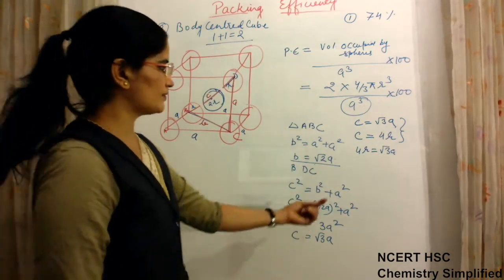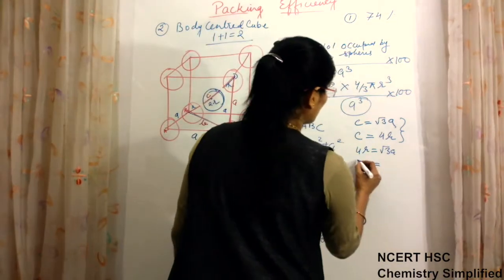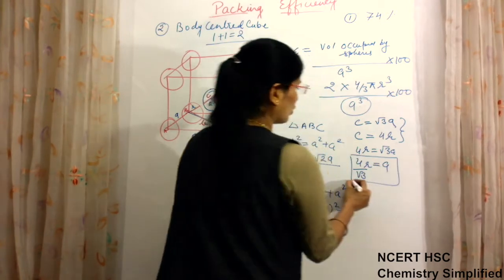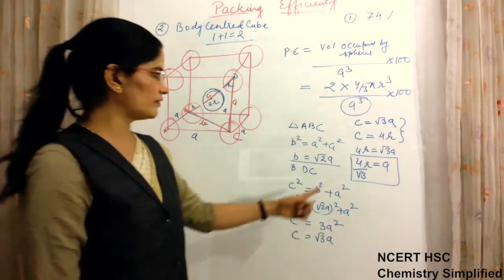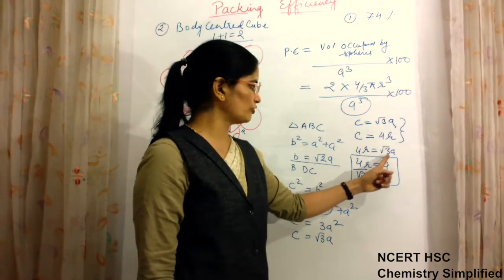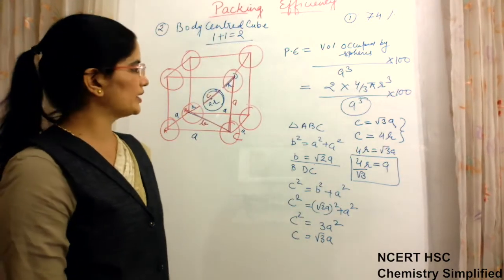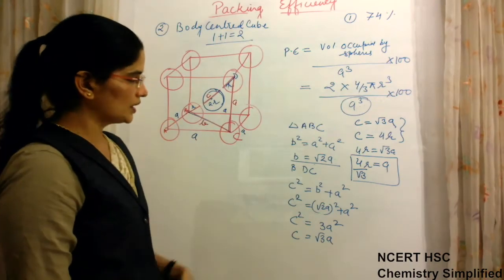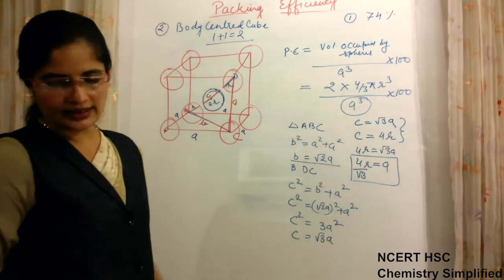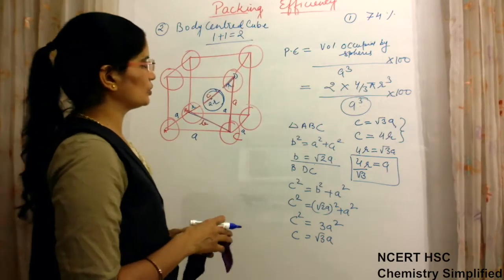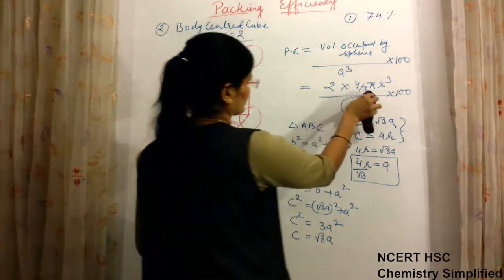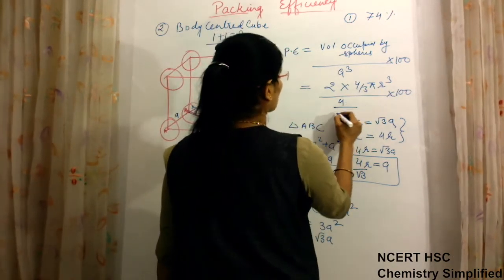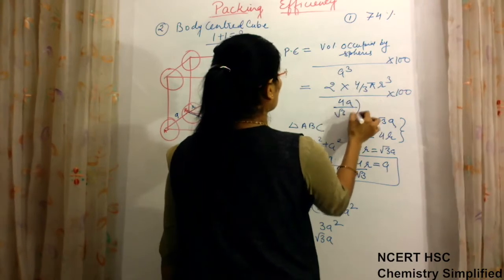And what we want is the value of a. So it will be equal to a is 4r upon root 3. Or from this equation you can also get the value of r as root 3 upon 4 a, if they ask you the radius of a sphere in case of body centered cube. So now we have obtained a. Only thing left is we have to put the value of a cube in the formula. Here in this formula we will put 4r upon root 3 whole cube.